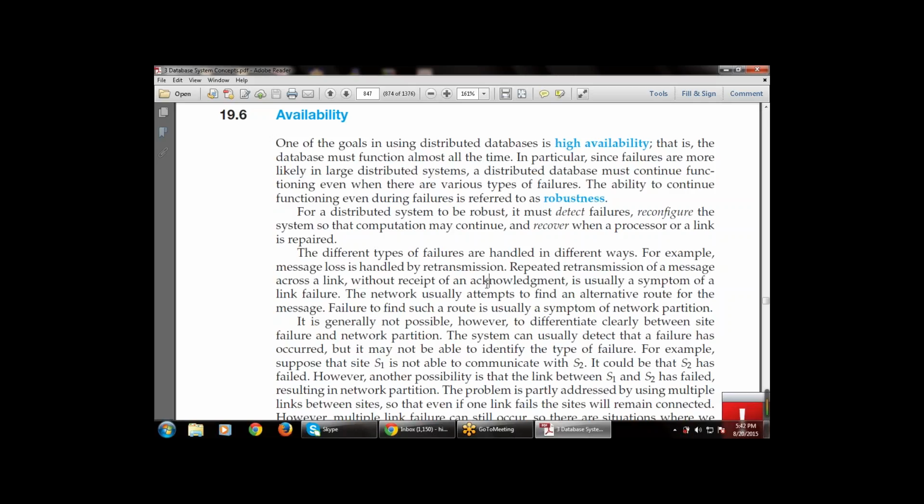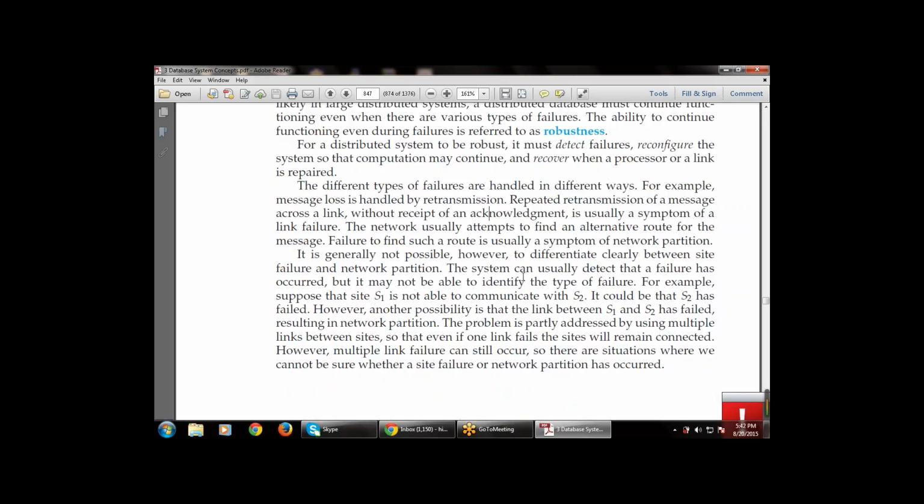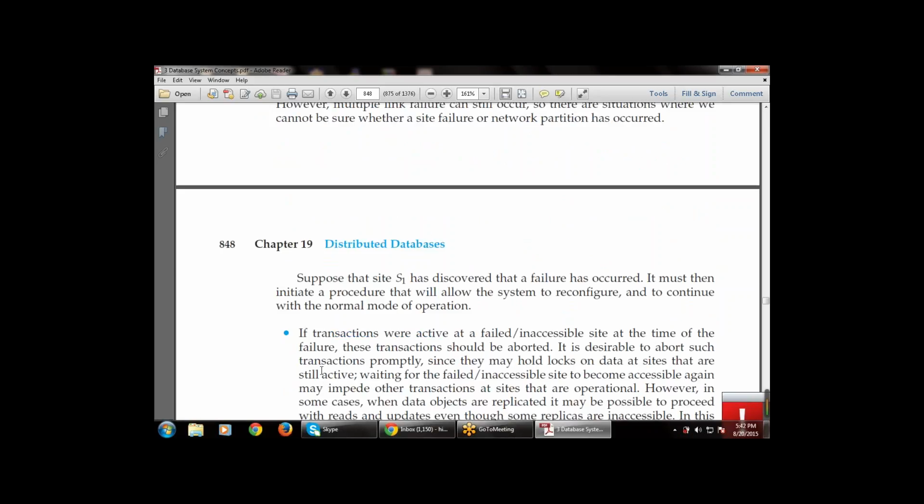It is generally not possible to differentiate clearly between a site failure and a network partition. The system can usually detect that a failure has occurred, but it will not be able to identify the type of failure. For example, suppose that site S1 is not able to communicate with site S2. It could be that S1 has failed. Suppose that the site has recovered from the failure. It must then initiate a procedure that will allow the system to reconfigure and continue with the normal mode of operation.